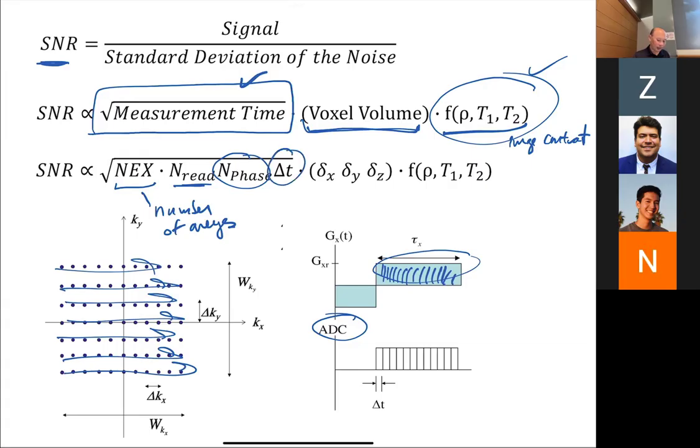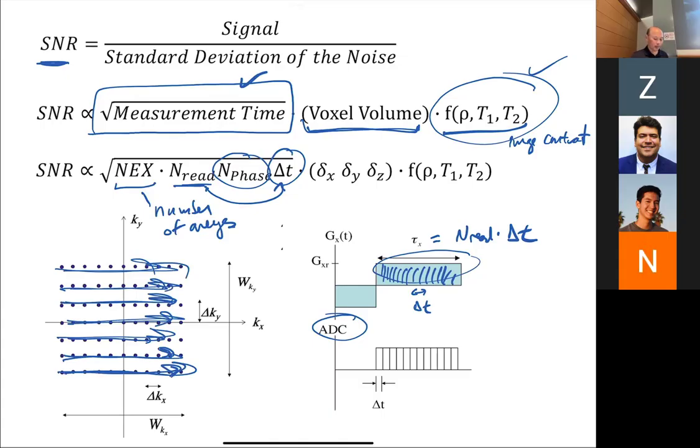And then delta t, remember this has a delta t sampling. So n read times delta t, so tau x is going to be n read times delta t. That's the full time that the readout gradient is on. Basically this is all this time. Each of these is n read times delta t, and then I do n phase of these. And that tells me how much time I'm spending acquiring my data.